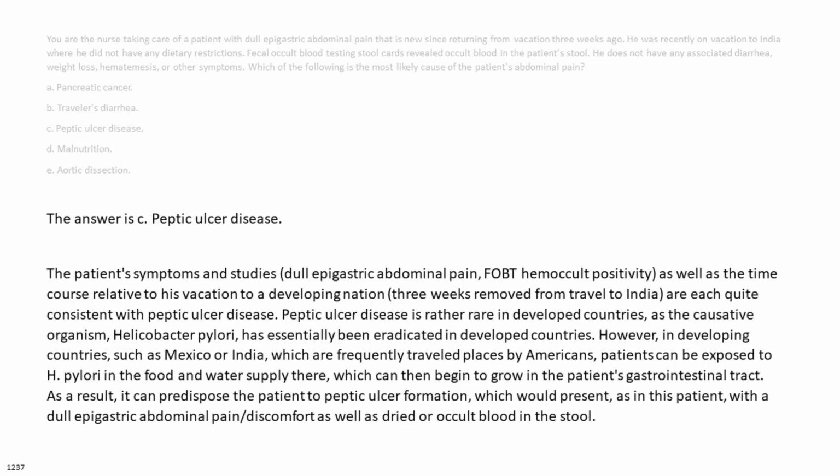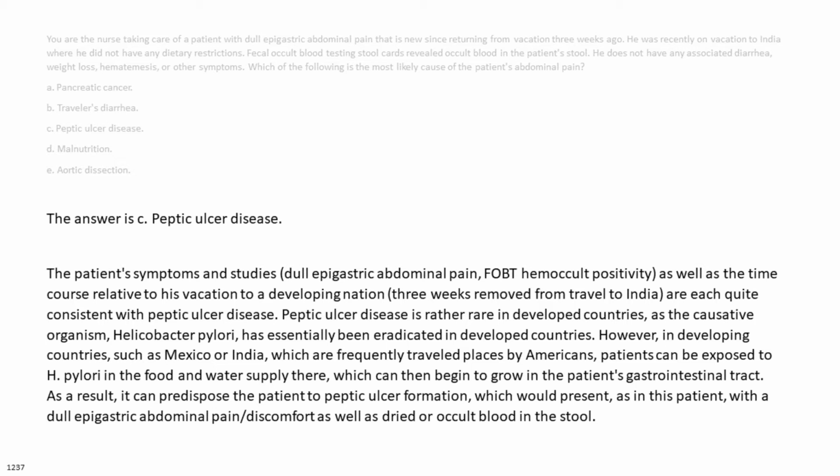The answer is C. Peptic ulcer disease. The patient's symptoms and studies: dull epigastric abdominal pain, FOBT occult positivity, as well as the time course relative to his vacation to a developing nation, 3 weeks removed from travel to India, are each quite consistent with peptic ulcer disease.